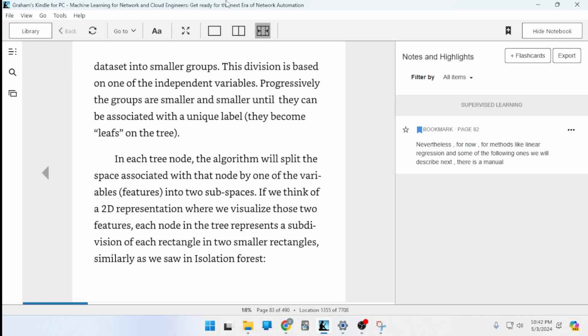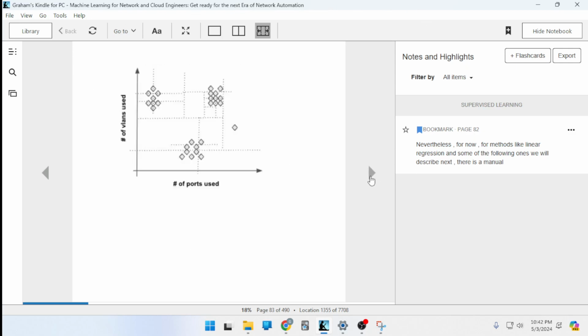In the tree node, the algorithm will split the space associated with that node by one of the variable features into two subspaces. If we think of a 2D representation where we visualize those two features, each node in the tree represents a subdivision of each rectangle into two smaller rectangles, similarly as we saw in isolation forest.